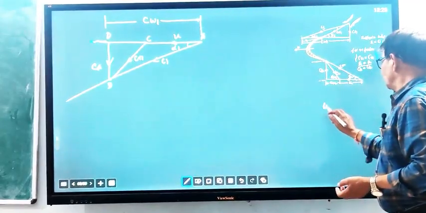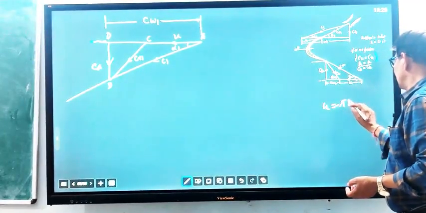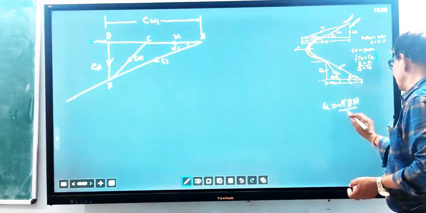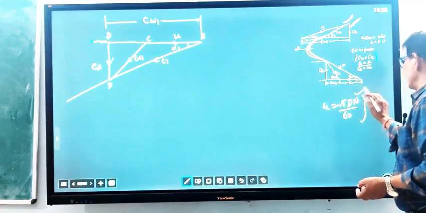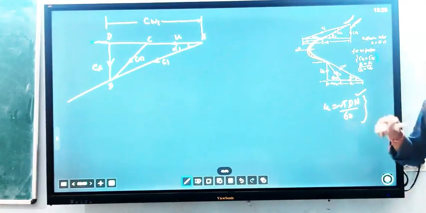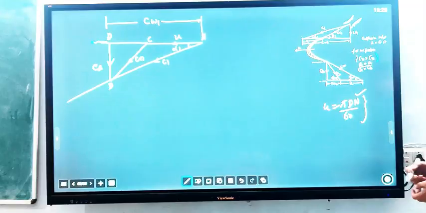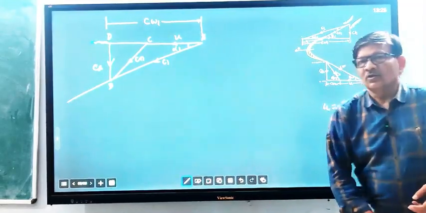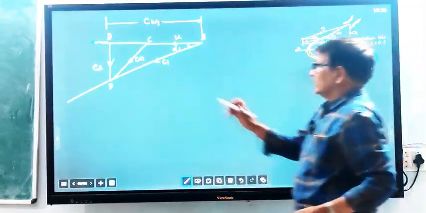You know U equals pi D N by 60. This is generally given. N is the rotational speed in RPM, revolutions per minute, and D is the diameter of the rotor. So the inlet triangle is now drawn. How do we draw it? This is angle beta 1.